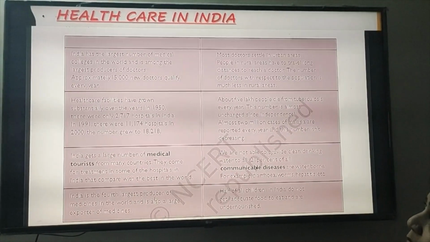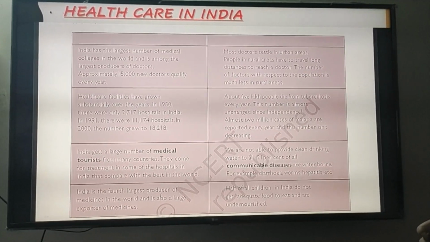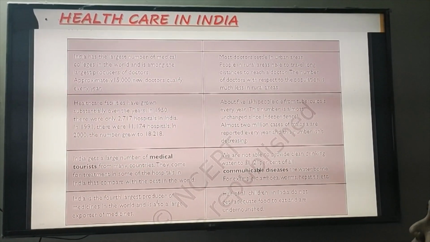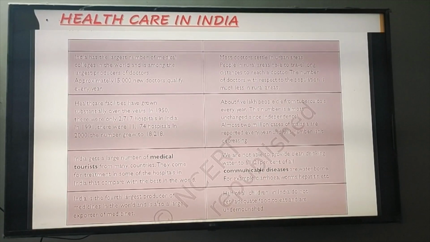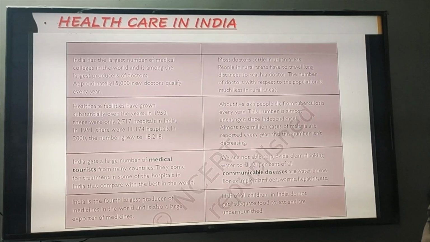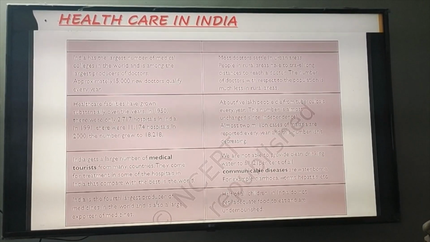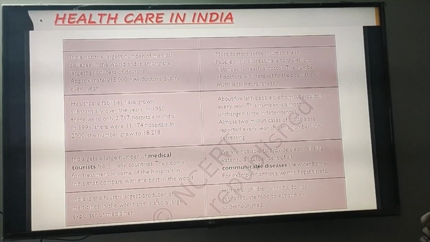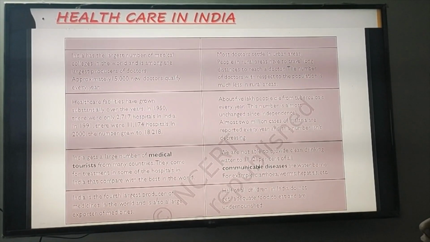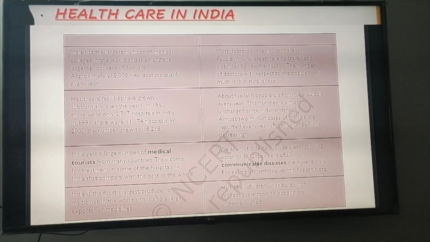Further, we will study healthcare in India, children. To the left hand side, you can see the positive points of our country, and to the right hand side, you can see the improving points. Not the negative, but what has to improve. Taking the first positive point, India has the largest number of medical colleges in the world and is among the largest producers of doctors. Approximately 15,000 new doctors qualify every year.